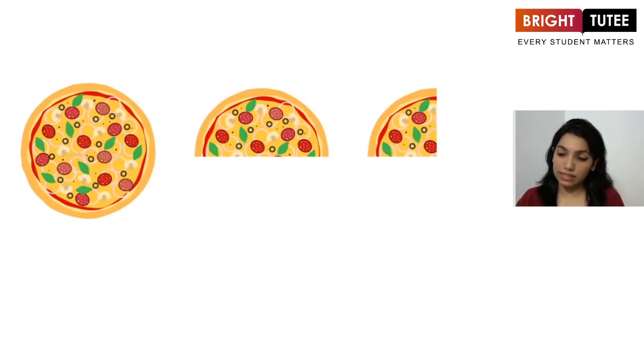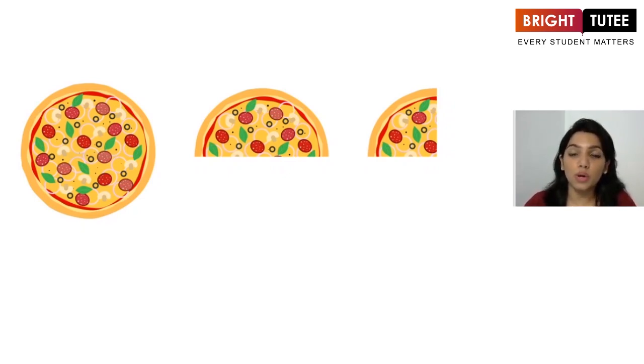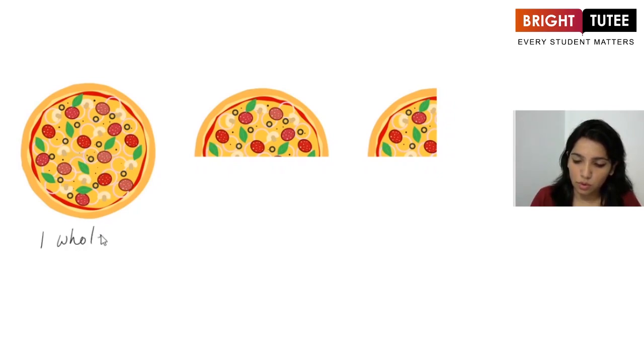I hope you can see that here we have got a pizza, and the pizza has been divided into some parts. Let us discuss these parts. In the first one that you see, we have got a complete whole pizza. Is that right? It is a complete pizza, right? So we write it as one whole pizza.